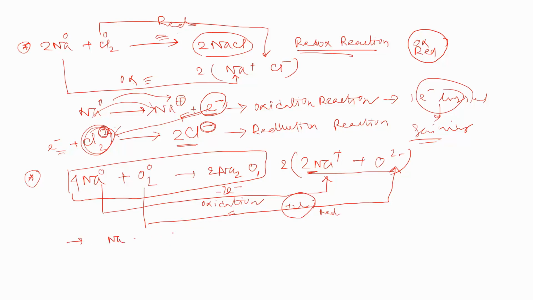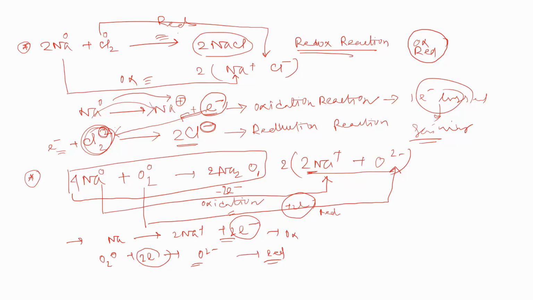Sodium is converted to 2 sodium plus ions, which means 2 electrons are lost, and these 2 electrons come here and form O2 minus. So 2 electrons are lost here and 2 electrons are gained here, so it is a redox reaction. I am just balancing the electrons, not the atoms, to show how many electrons are gained and how many are lost for the reduction and oxidation reactions.